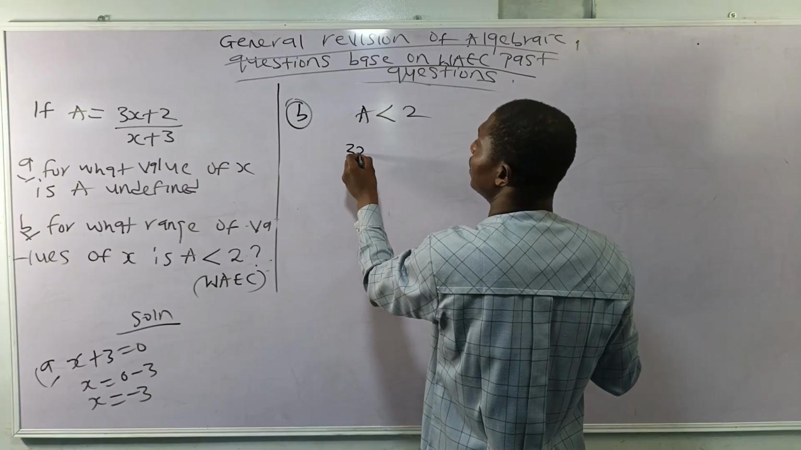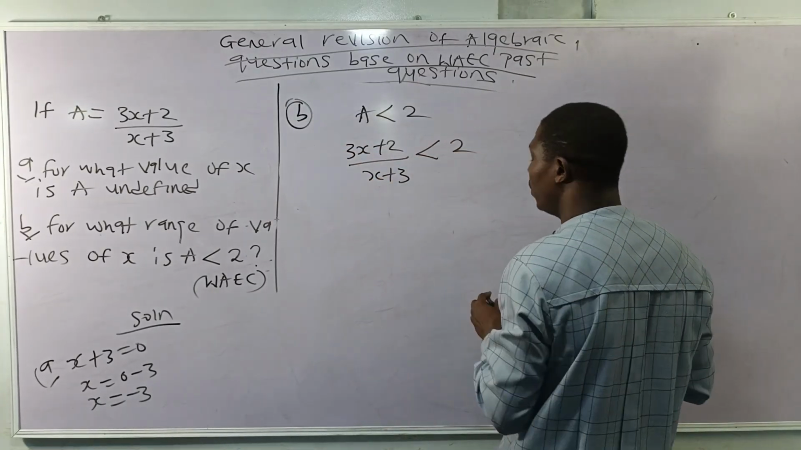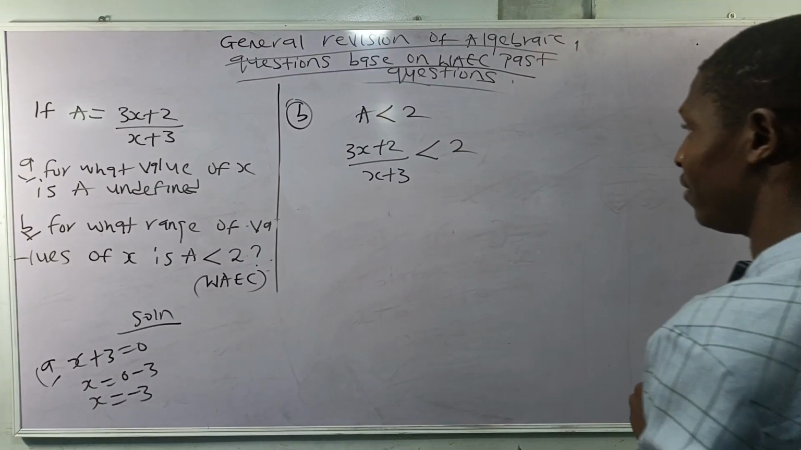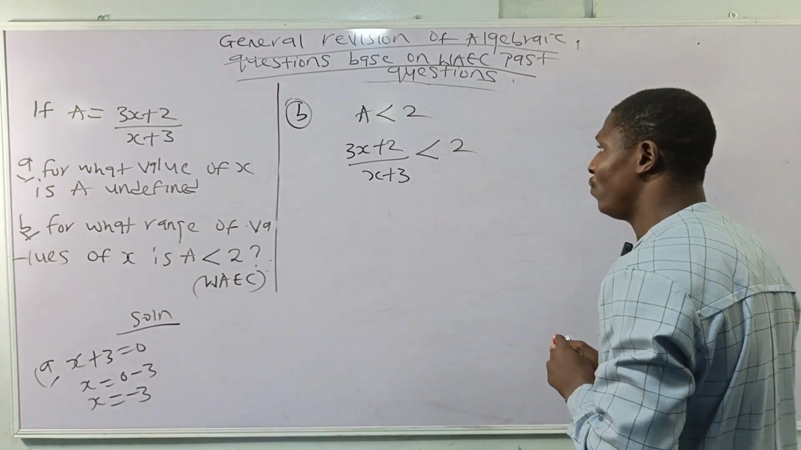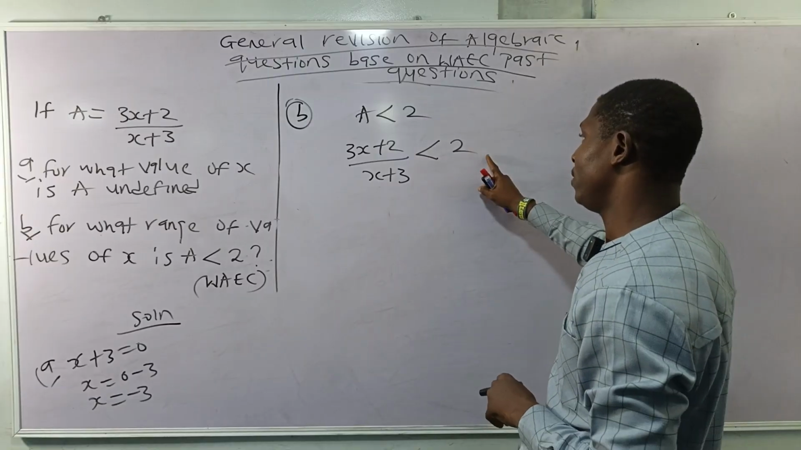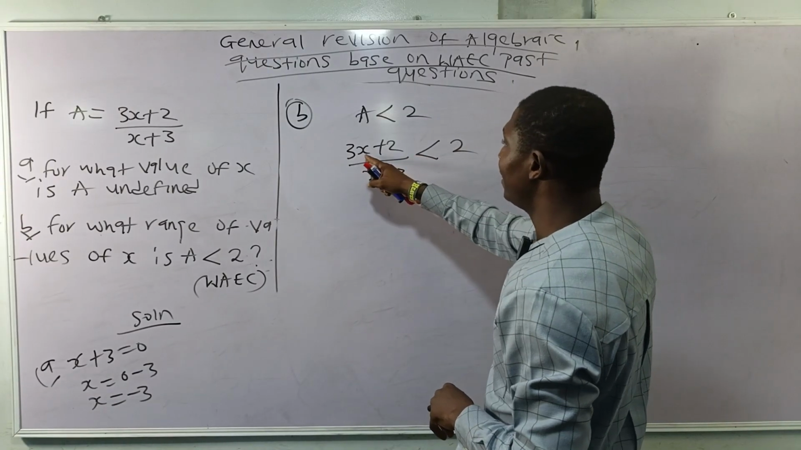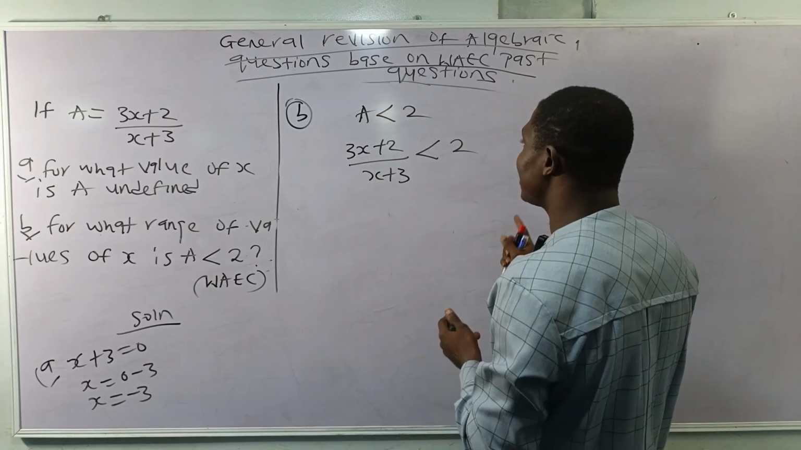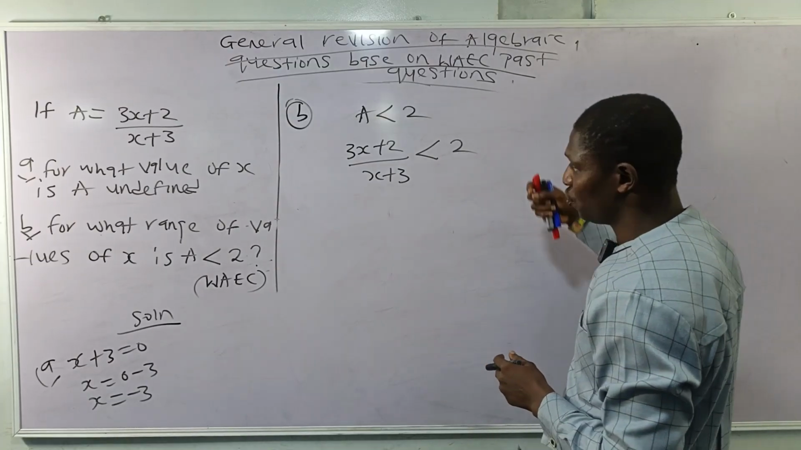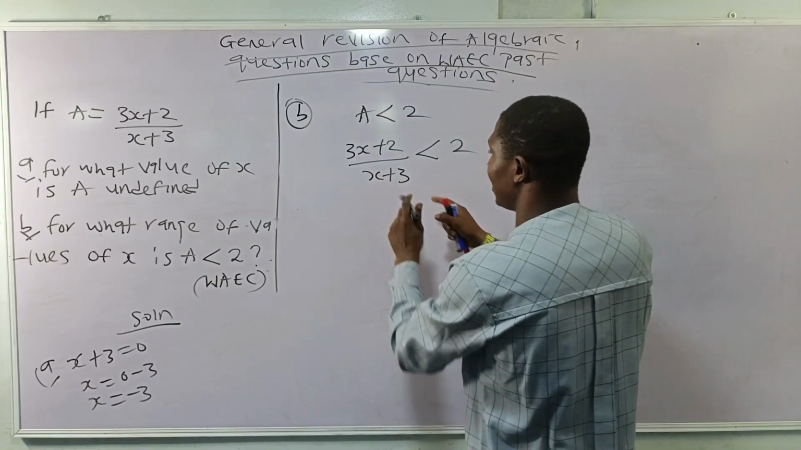It simply means that (3x + 2)/(x + 3) will be less than 2. And for inequality, it's better we take our LCM to multiply each of the expressions or terms. Why? If I choose to cross multiply, I can have 2(x + 3) less than 3x + 2. Somebody else can also have 3x + 2 less than 2(x + 3). So the best thing is for us to multiply with the LCM, and our LCM is x + 3.